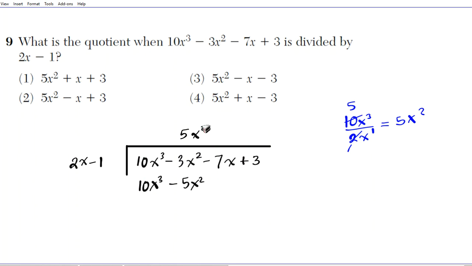When you're doing long division, whenever you select the appropriate quotient term, and you distribute it to the divisor, these first terms must always be the same. That's a way of checking that your work is correct. Now let's go ahead and subtract that factor.